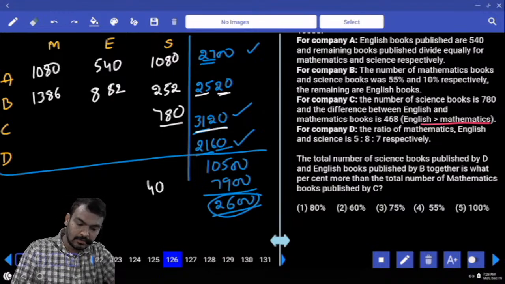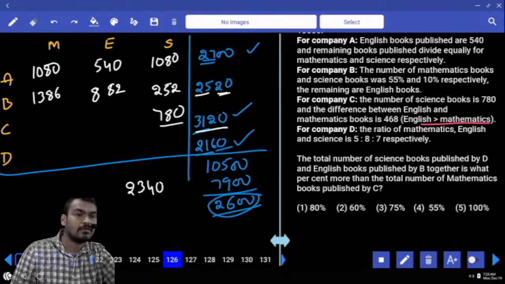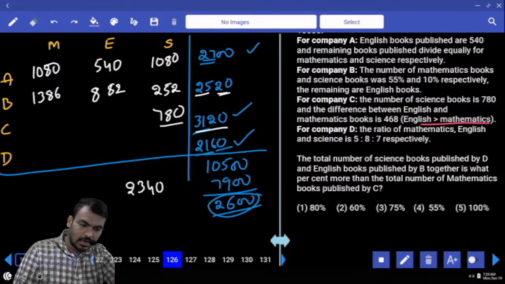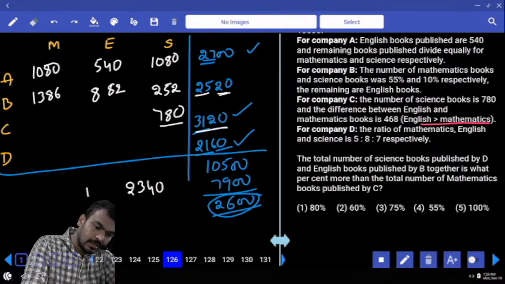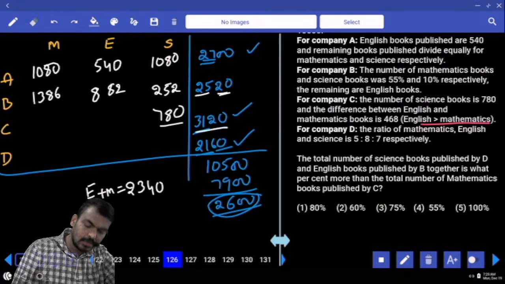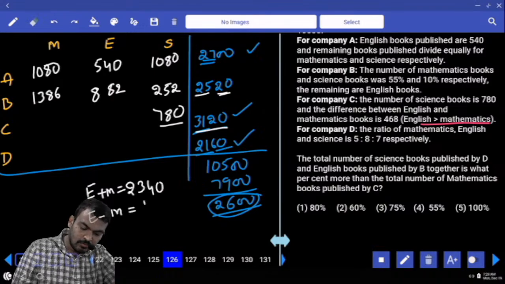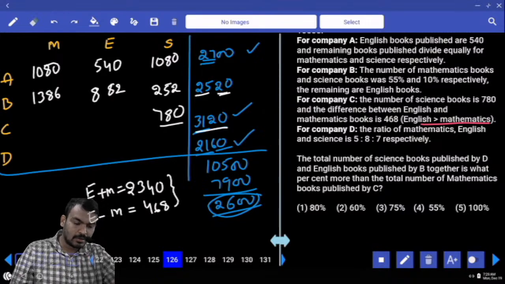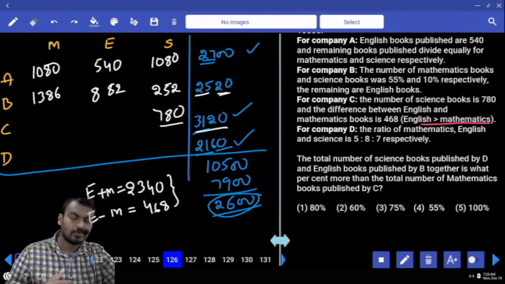3000 minus 700, 2300, means 2340 is the sum of which one? Maths plus English. And here I wrote English plus Maths. It is equal to how many books? 2340. And the English and Maths difference is how many books? 468. These two are added, and divided by 2. We get which one? English books, or not?